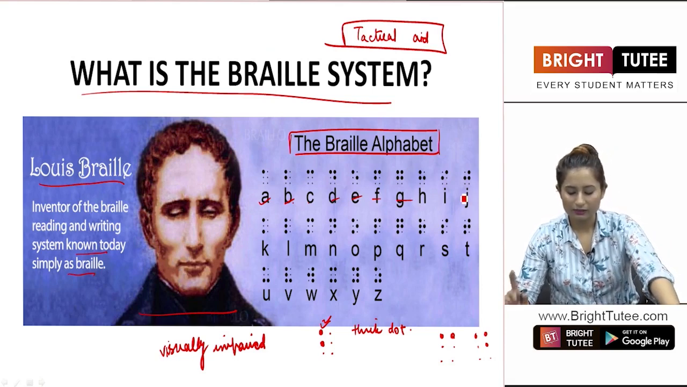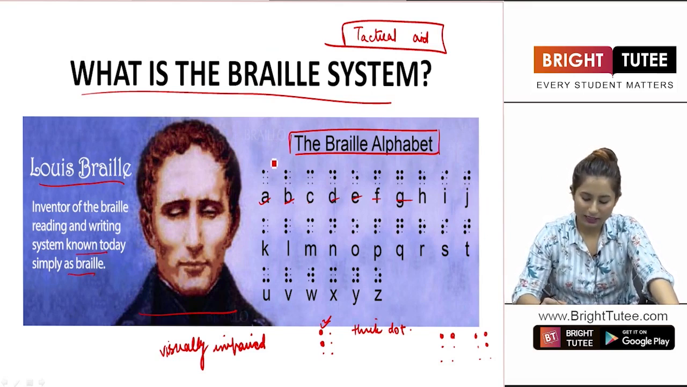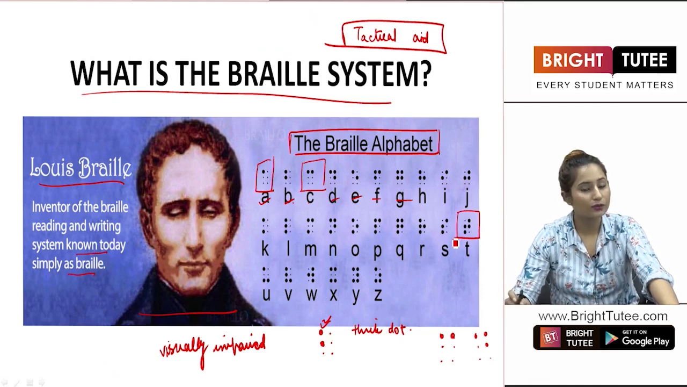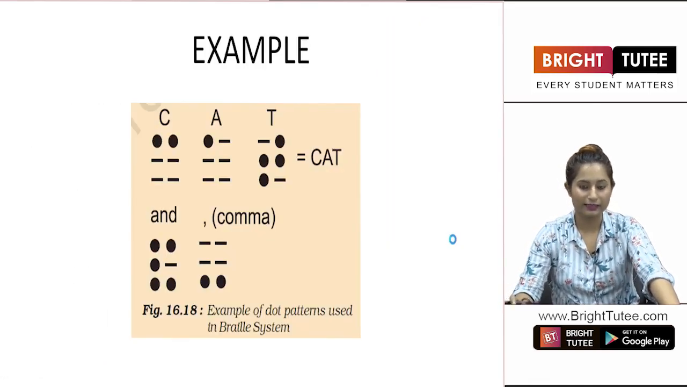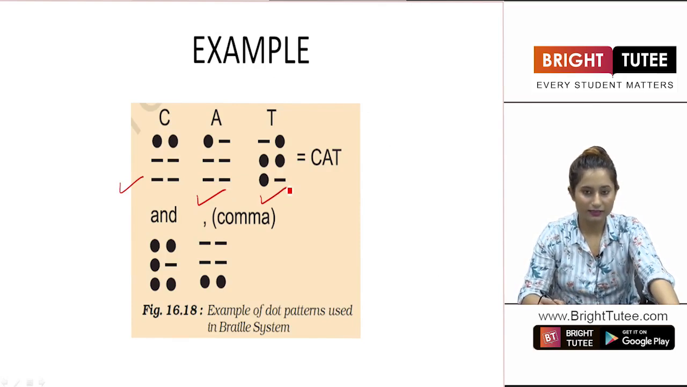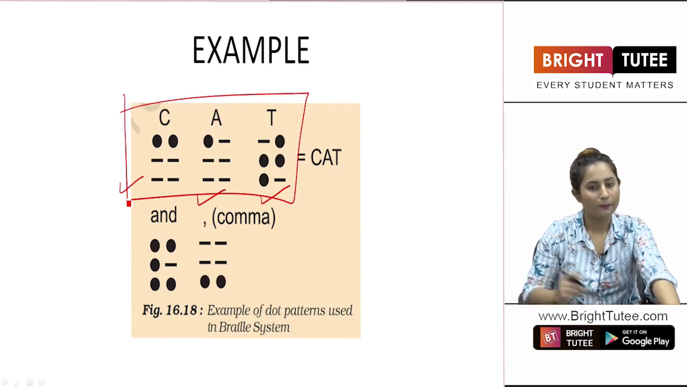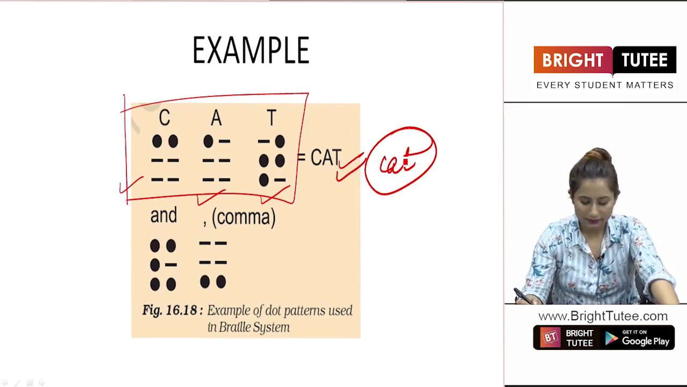Let us see how we write cat in terms of the Braille system. We know that A is written this way, C is written this way, and T is written this way. So how do we write cat in the Braille system? We will be writing like this. This is the example basically. C is written like this, A is written like this, and T is written like this. Now if we write this together, this forms a word which can be called cat, right?